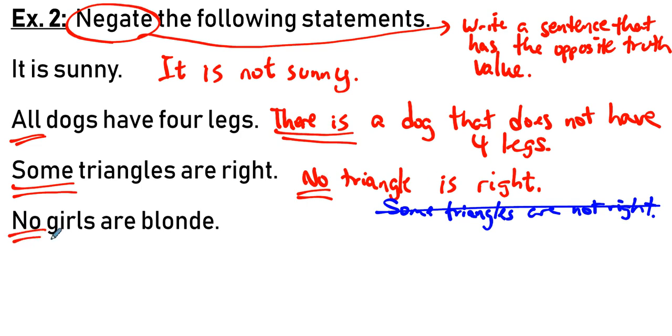The opposite of a no statement. There are no blonde girls anywhere. There is a blonde girl somewhere. I just have to find one. I just have to find one. The opposite of an all is a there is with a not. The opposite of a no is a there is.